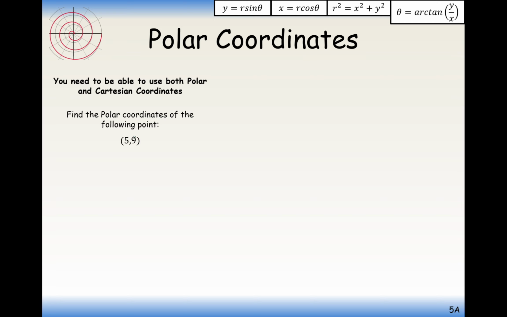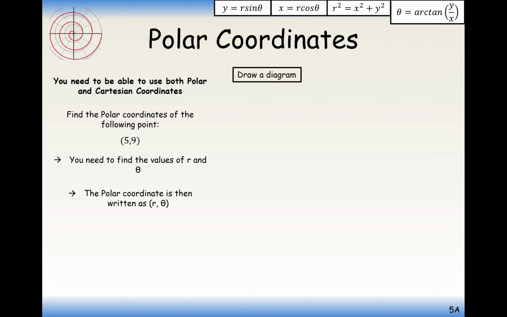So the first thing we're going to do now is convert from Cartesian coordinates to polar coordinates. So we'll first convert the coordinate 5, 9. To convert it into a polar coordinate, we need to know the r value and the theta value. The reason we use r is effectively it's a radius value from the centre, from the origin. So the polar coordinate will be written as r theta eventually once we've worked out what r is and once we've worked out what theta is.